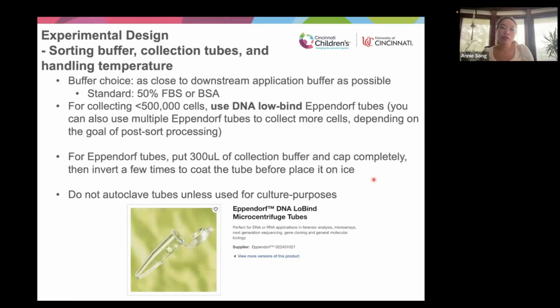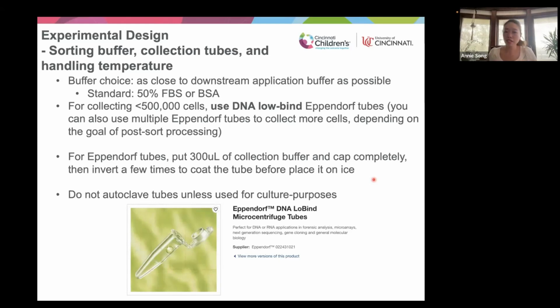In terms of a sorting buffer, sometimes the cells are really sensitive to serum, so you can't use FBS. In that case, you have to resort to BSA. In our experience, a higher percentage of FBS or BSA serves myeloid cells pretty well. If you're dealing with T cells and B cells, for example, you want to avoid a PBS-based buffer supplemented with FBS, and instead use something like HBSS supplemented with HEPES, and make sure the pH is correct.